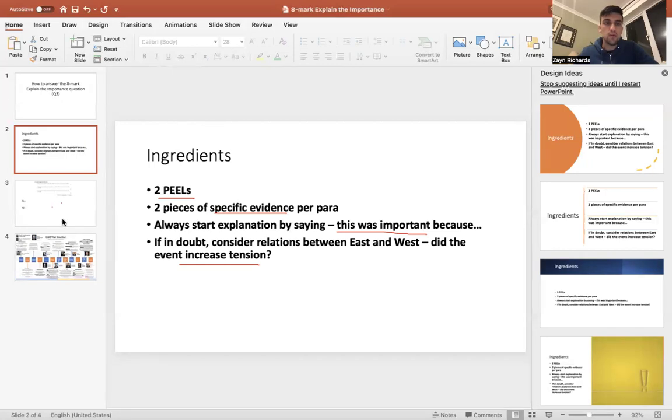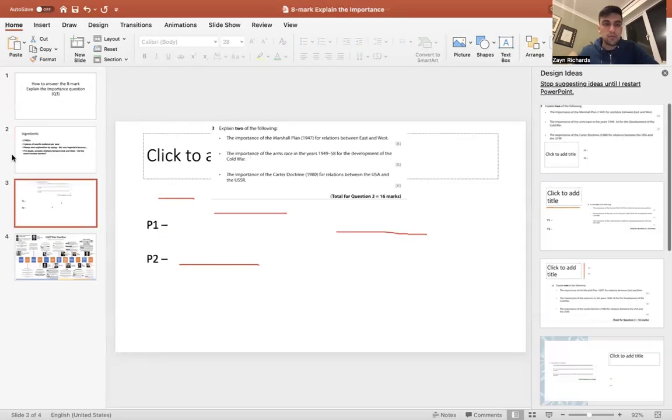So if I'm looking at the questions, I'm just going to answer one of these. I'm not going to do 2 of them. If I was in the exam, looking at these questions, I'd probably do number 1 and number 3. The arms race stuff is quite boring. So I'd probably do number 1 and number 3. Let's do number 1 today. So the importance of the Marshall Plan for relations between East and West.